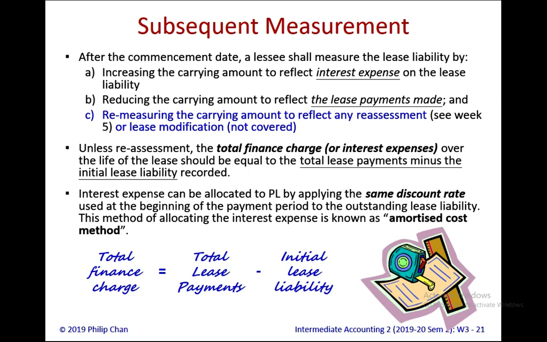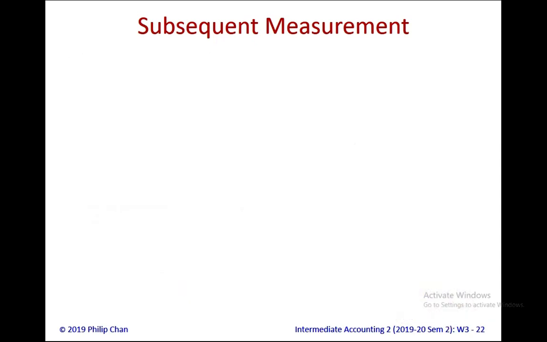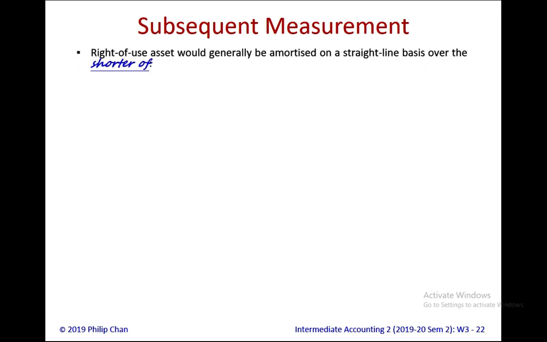So the outstanding lease liability, which means at the beginning of the year, you have the balance of your lease liability, you multiply by the discount rate, then you will be able to work out interest expense. And this approach is in fact exactly the same as the amortized cost method that we learned back in week 1 of IA2, bonds payable.